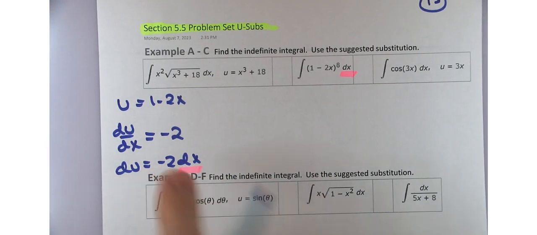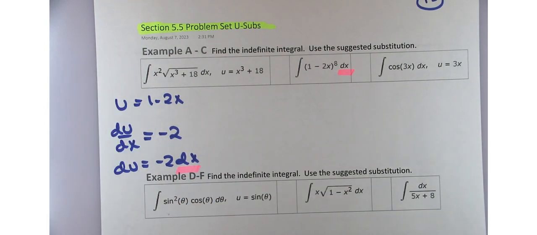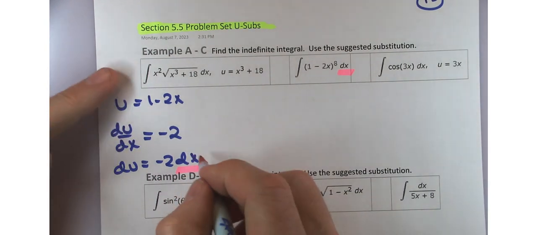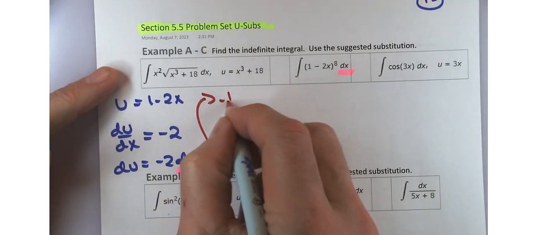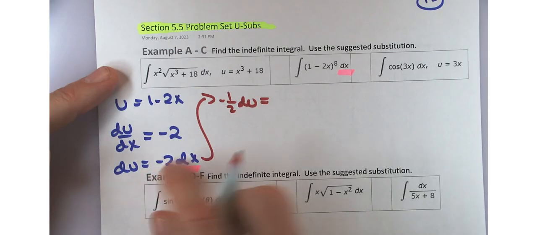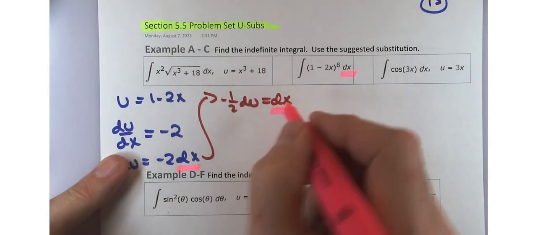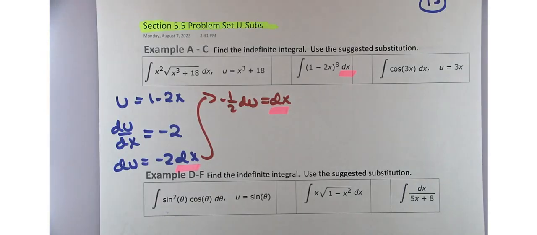Yeah, multiply by the reciprocal, which is going to be a negative 1/2. So let's put that negative 1/2 out in front. You get negative 1/2 du equals dx. Perfect. Now I've got a nice substitution. I know what my dx term is. I can replace it with this term right there.